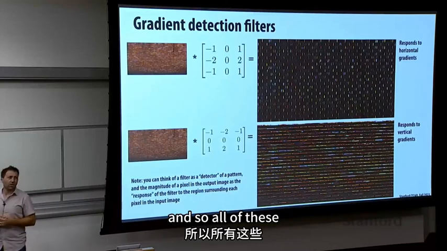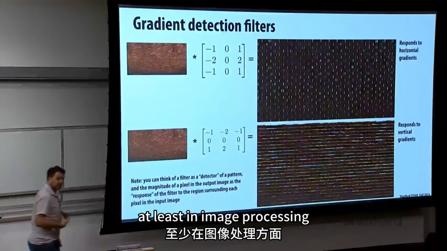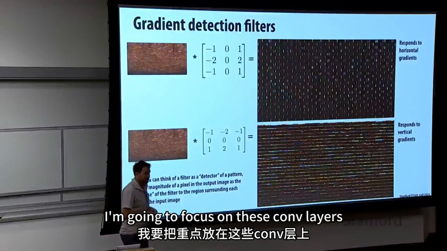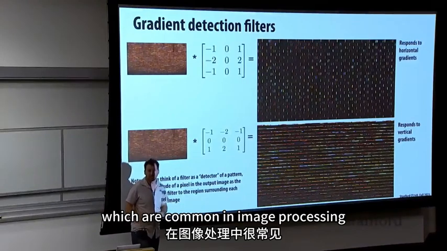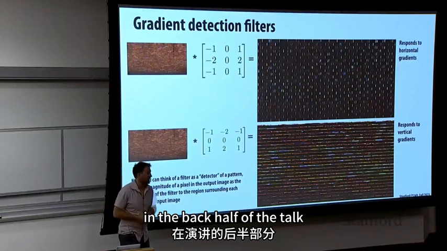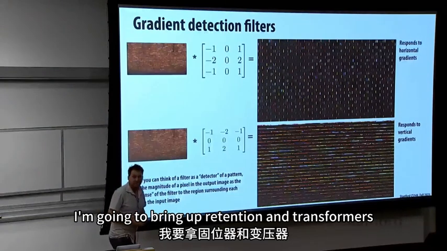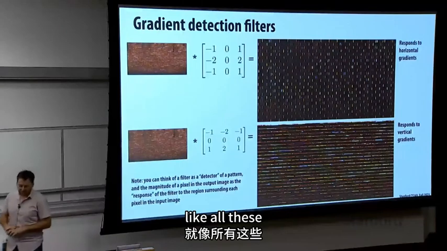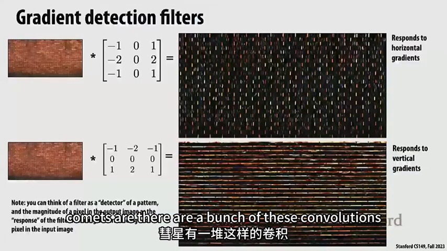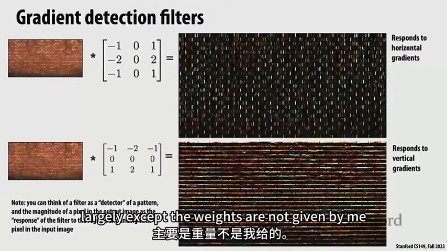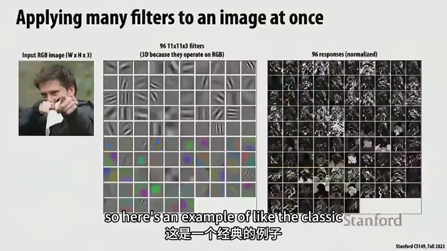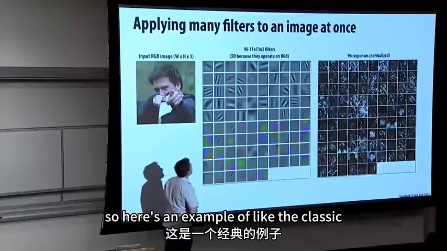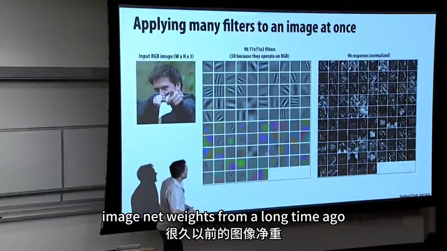Okay? And so all of these, at least in image processing, in the front half of the talk, I'm going to focus on these conv layers, which are common in image processing. In the back half of the talk, I'm going to bring up attention and transformers. But all these convnets are a bunch of these convolutions, except the weights are not given by me. They're learned.